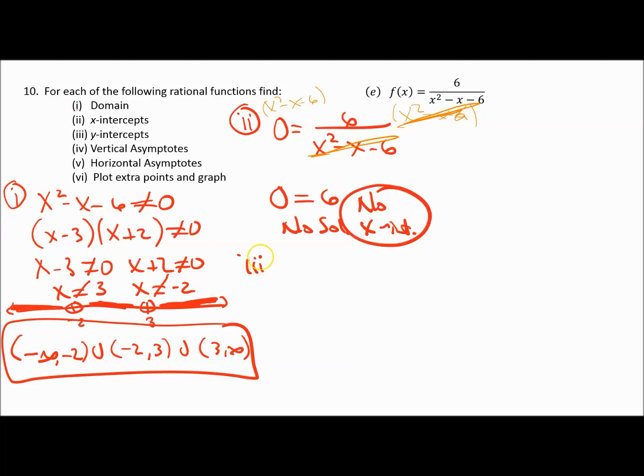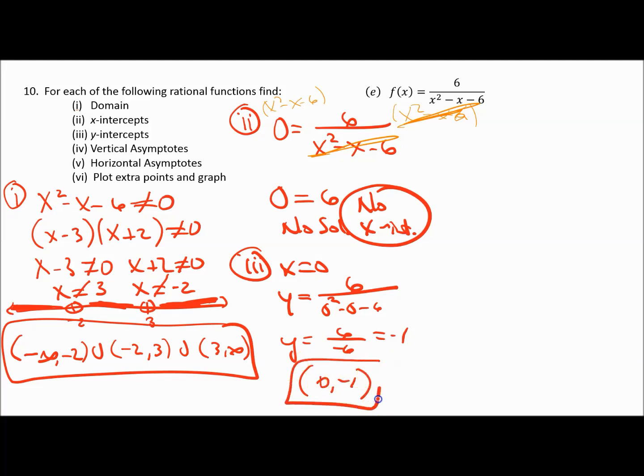Number 3, let's calculate the y-intercept. To calculate a y-intercept, you let x equal 0. So y equals 6 divided by 0 squared minus 0 minus 6. So that's y equals 6 divided by negative 6, which is negative 1. In point form, that is the point (0, -1).